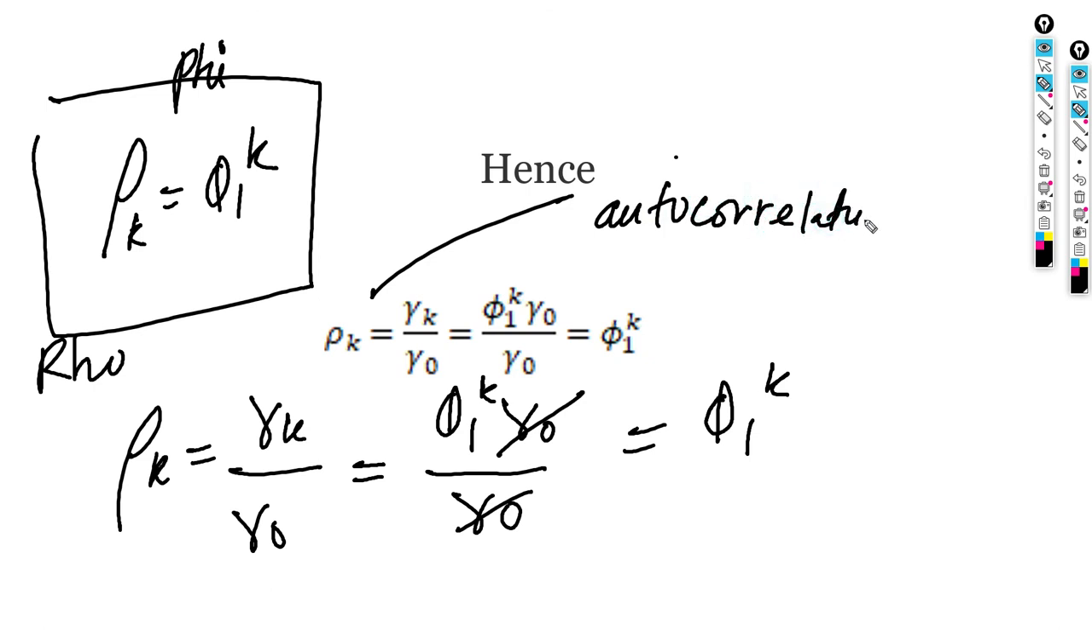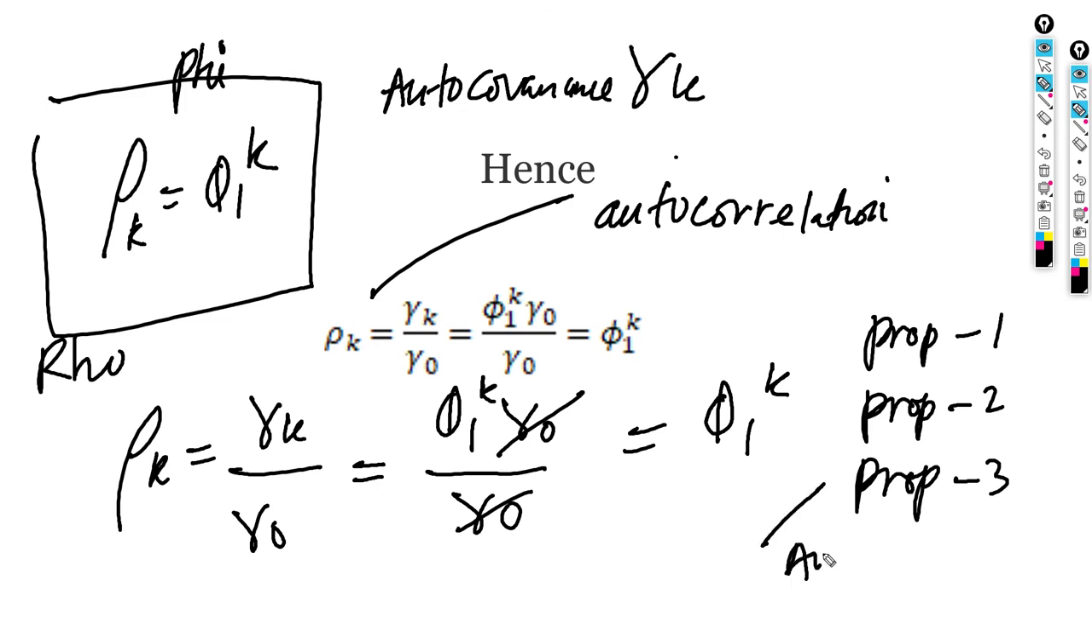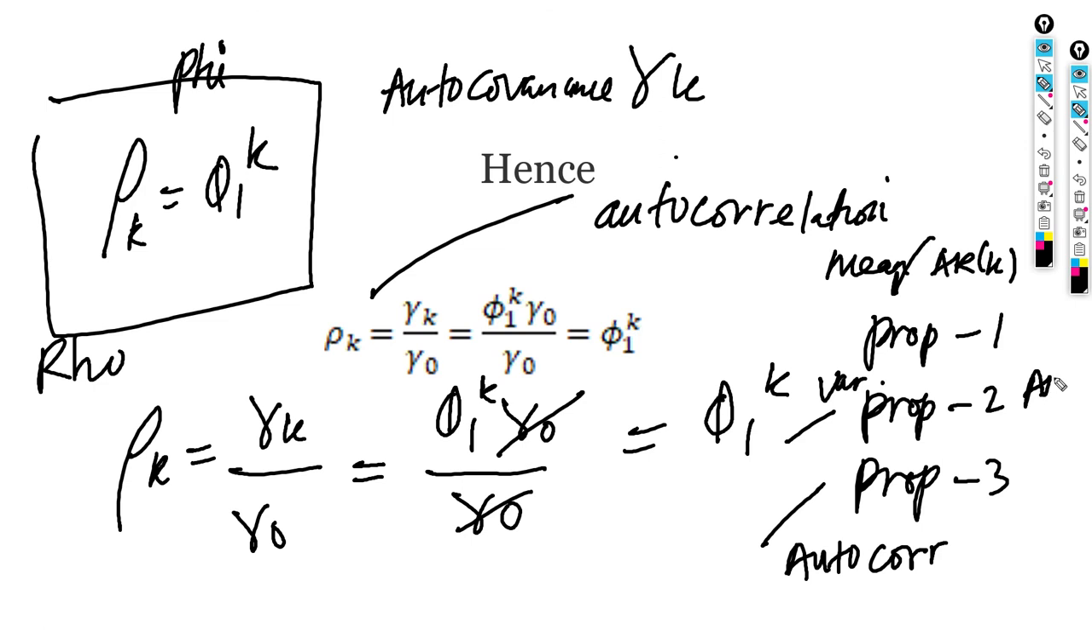Just now, gamma k is the autocovariance, and I have proved property 1, property 2, and property 3. This is the proof for autocorrelation. This is a proof for the variance, and this is a proof for the mean, for AR1. The rest, AR2 and so on, is quite tedious and complicated to prove, so we just prove these three things.